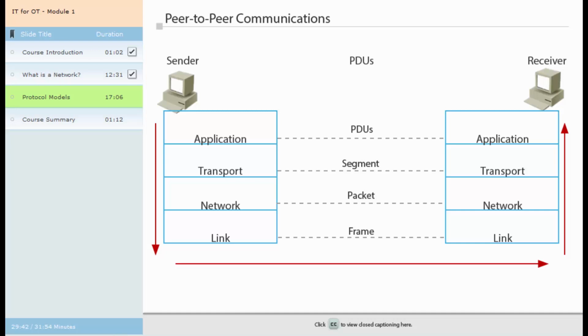Although there is no universal naming convention for PDUs, in this course, PDUs are named according to the protocols of the protocol suite. Data, which is a general term for the PDU used at the application layer. Segment, the transport layer PDU. Packet, the internet layer PDU. And frame, which is the link layer PDU.